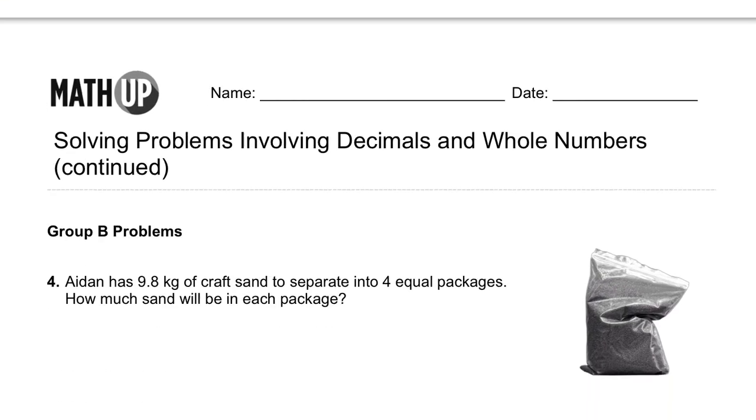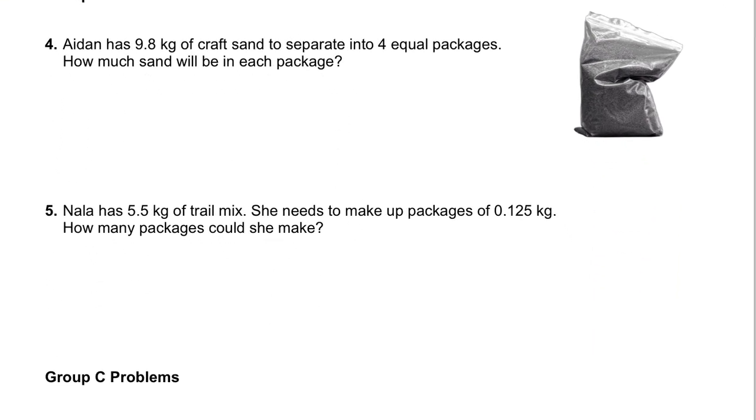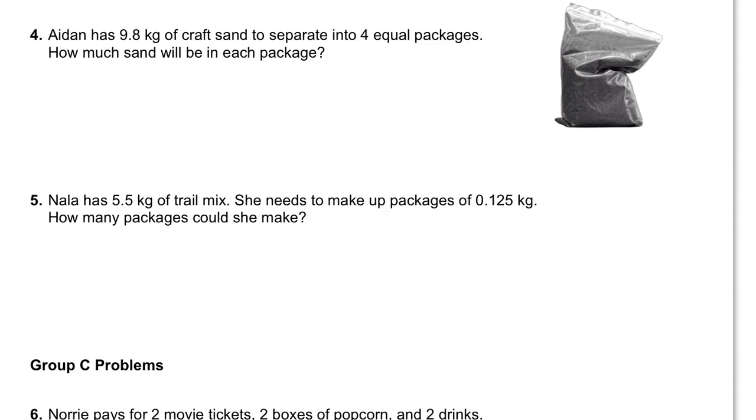Let's go to the next Group B problems. The first one in the Group B problem says, Aiden has 9.8 kilograms of craft sand to separate into 4 equal packages. How much sand will be in each package? Let's put a bracket around the actual question, which is this. Let's circle the important numbers. And let's label what those numbers mean. 9.8 kilograms of craft sand, and this is 4 equal packages.